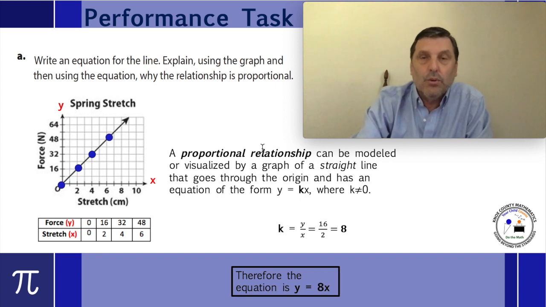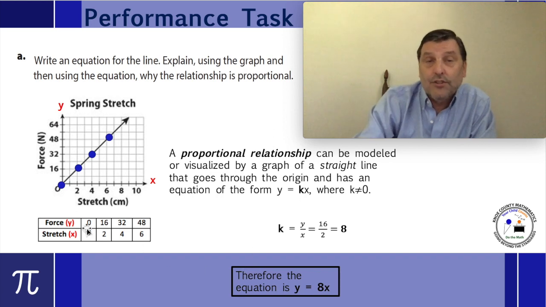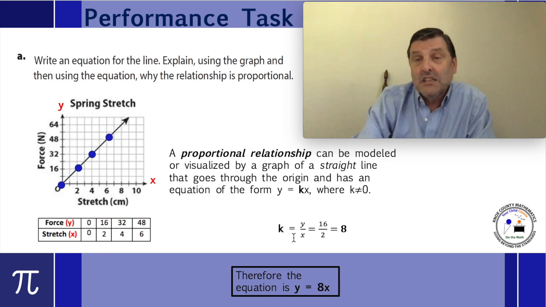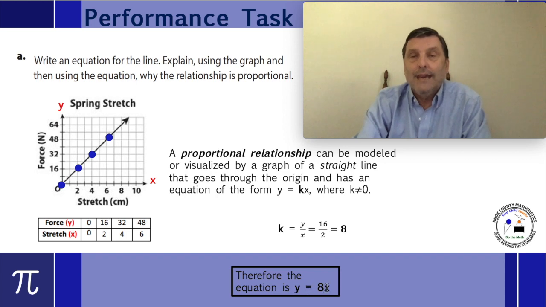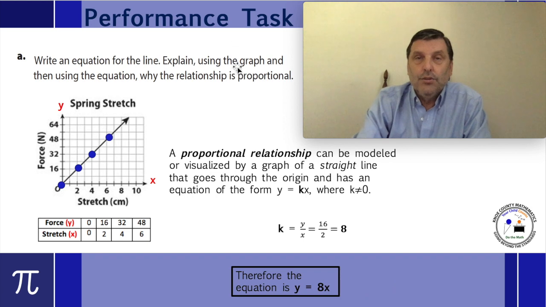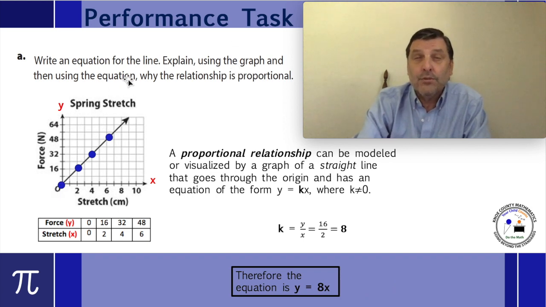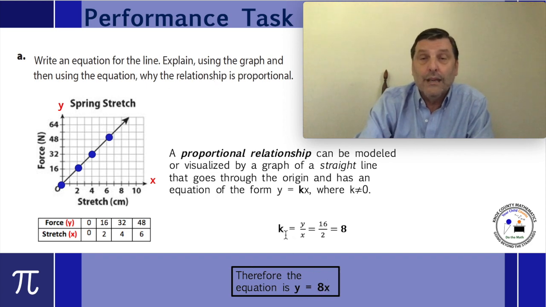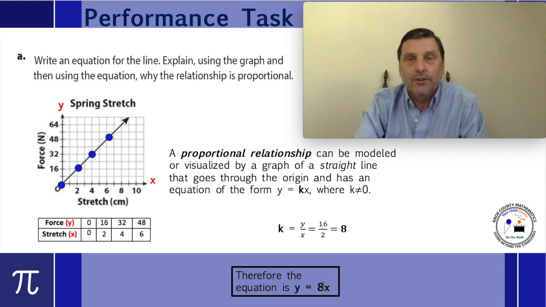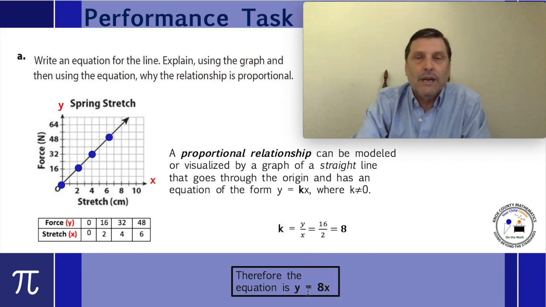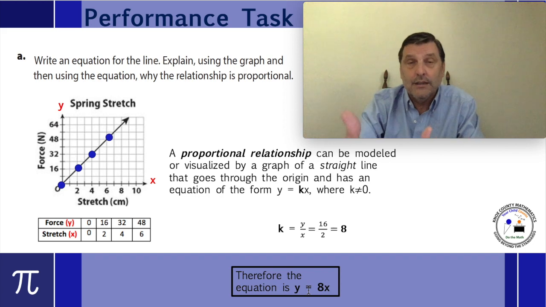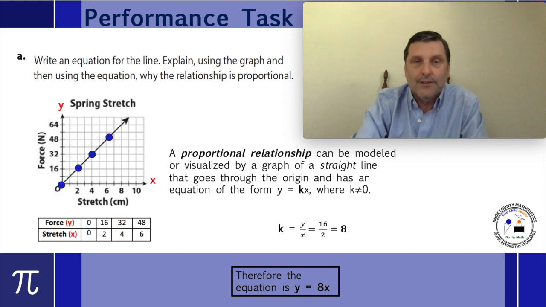So therefore, since it starts at (0, 0) and it's a straight line, the constant of proportionality is 8. The equation is y equals 8x. Write an equation for the line, which we did. Use the graph. The graph, since the straight line goes to the origin, shows the proportional relationship. The equation shows the proportional relationship because it fits the form y equals kx, where k is some number other than 0. So our equation is y equals 8x. Now keep that in mind because we're going to use it in future problems in this performance task.